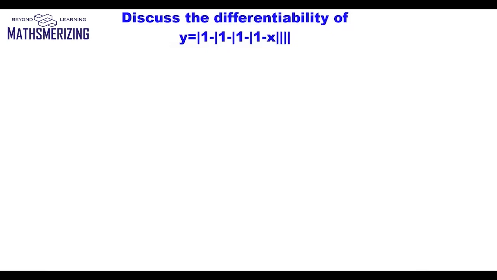Discuss the differentiability of the function y equals mod of 1 minus mod of 1 minus mod of 1 minus mod of 1 minus x. So we'll draw the graph of this function, and from the graph we'll work out the differentiability of this function. So my basic graph here is y equals 1 minus x, which is a straight line. So when x is 0, y is 1, and when y is 0, x is 1. So that is the graph of y equals 1 minus x.